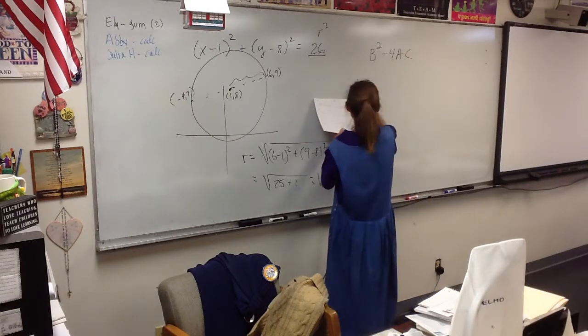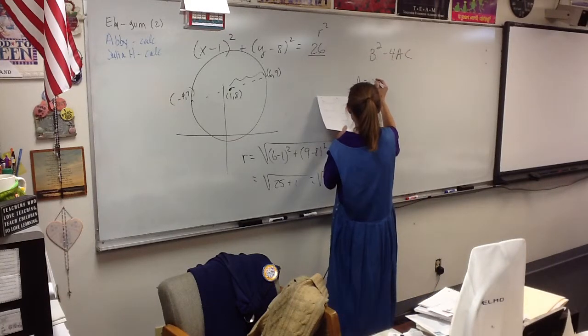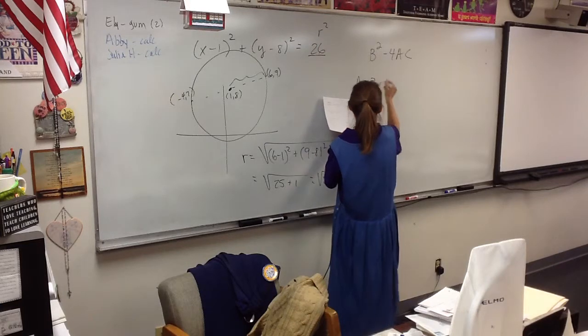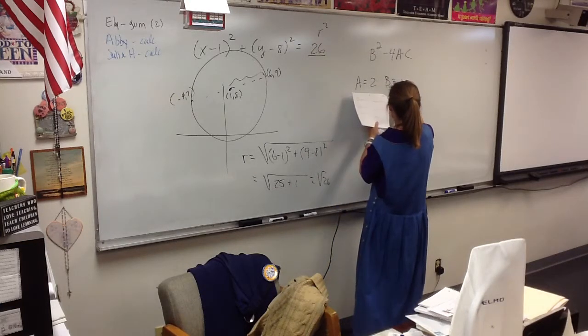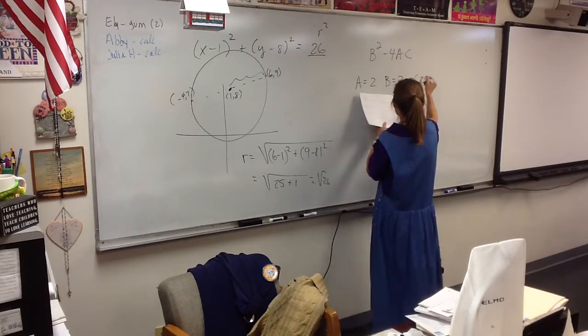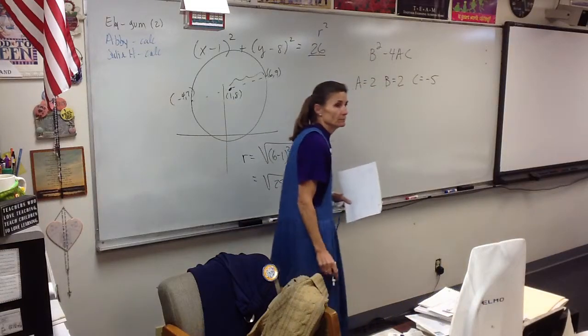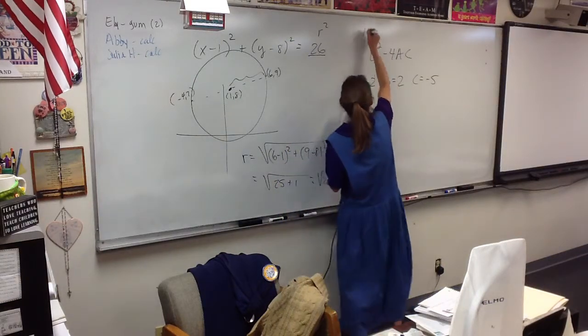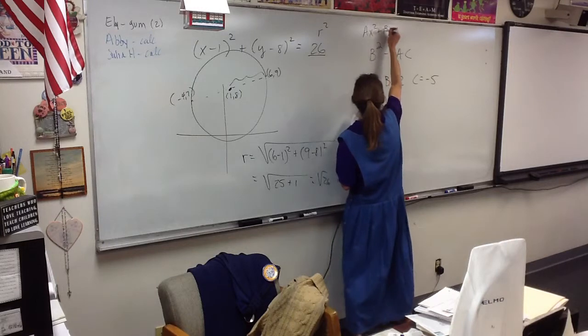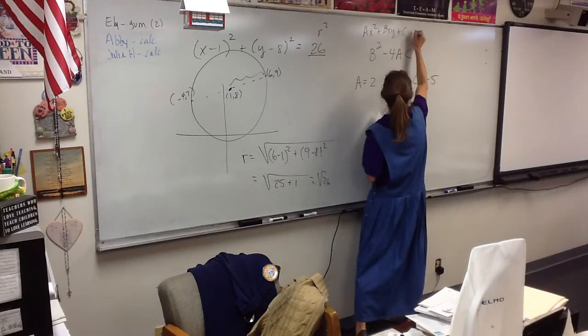In problem A, what's A? 2. What's B? -5. And what's C? Okay, see, I've already tricked you. Ax squared, bxy, cy squared.